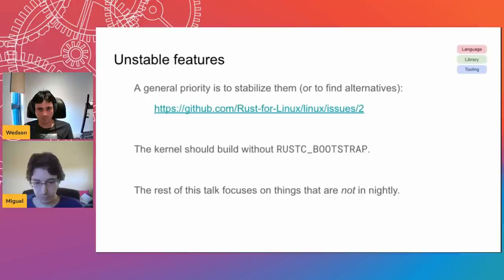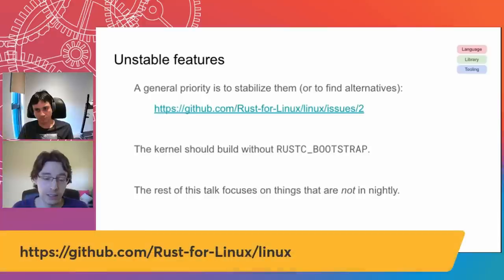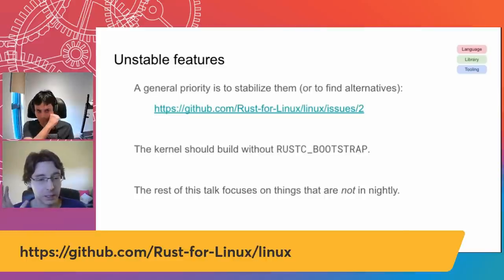So the first thing, of course, is the unstable features, the obvious one, right? We keep a live list of unstable features we are using in that link. But ideally, we want, as soon as possible, not to get rid of them, but to find a way to compile the kernel with as few unstable features as possible.